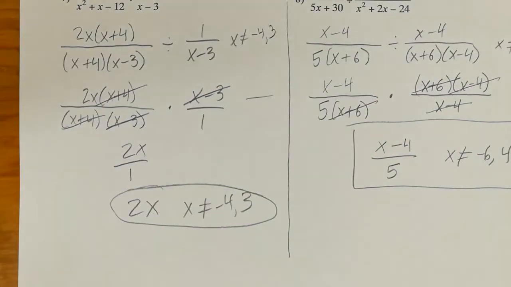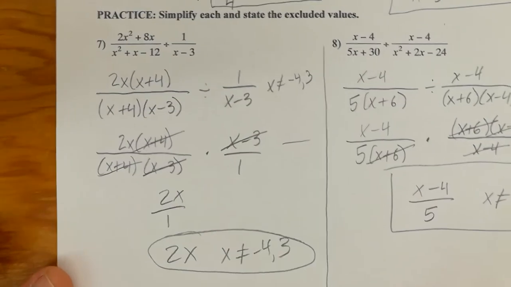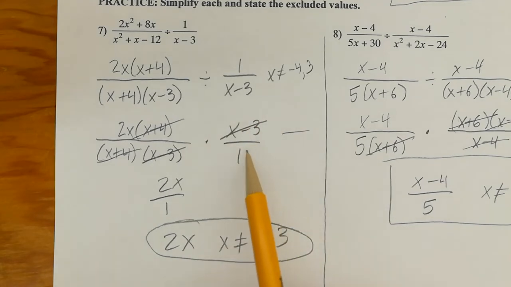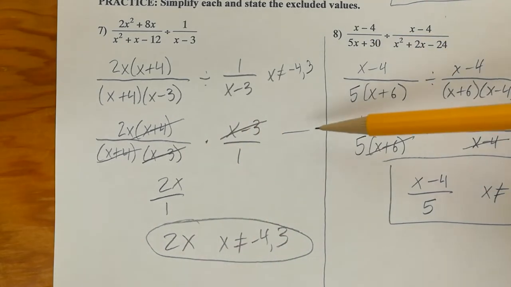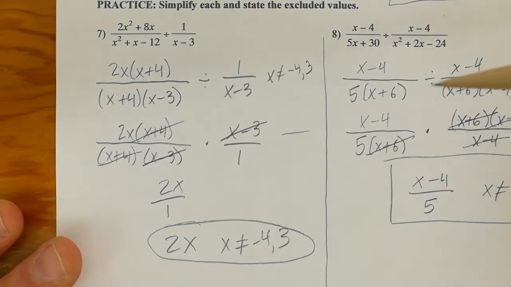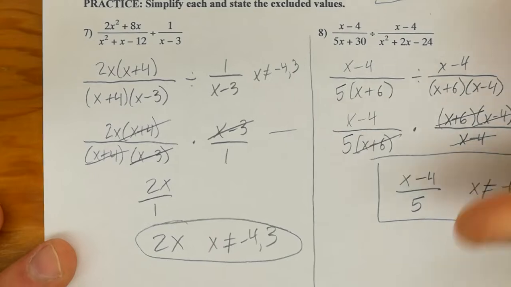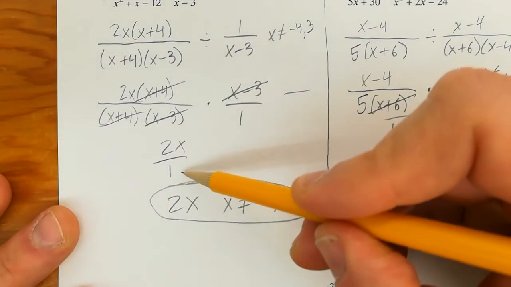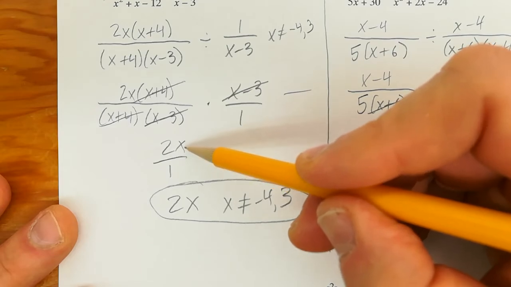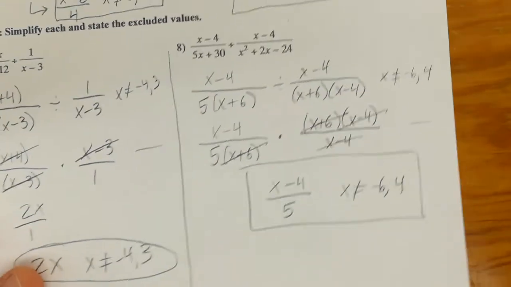Okay, on number 7, I got 2x as my answer. A lot of things cancel out here, and then my excluded values are -4 and 3. There were no additional excluded values on that step after you keep, change, flip, so that's why I drew that little line there just to show you guys that. You don't have to do that. Don't forget, of course, if you have something over 1, anything divided by 1 is just that itself, right?